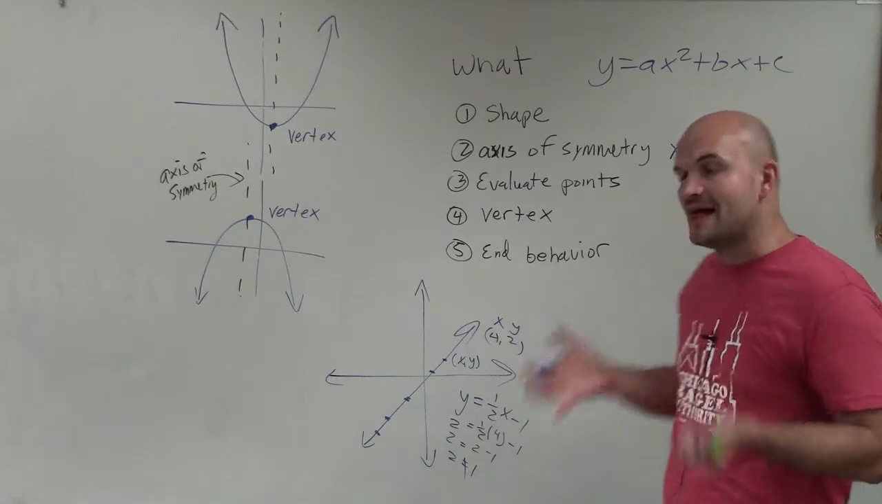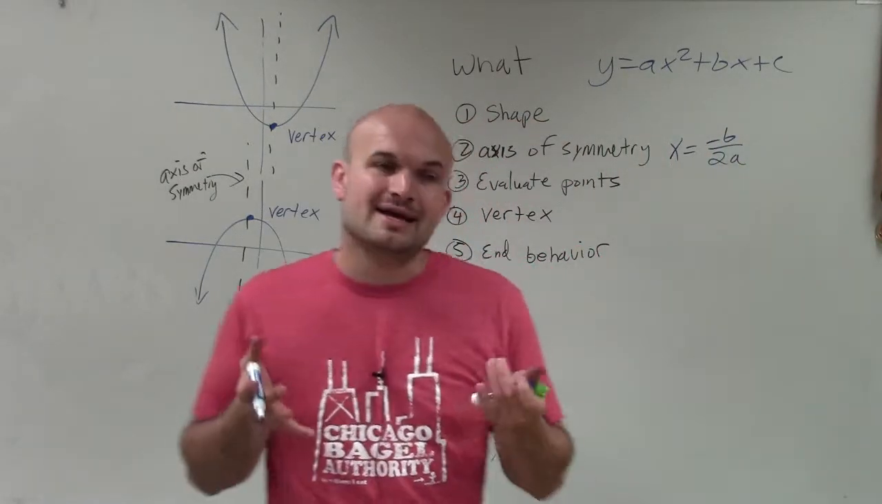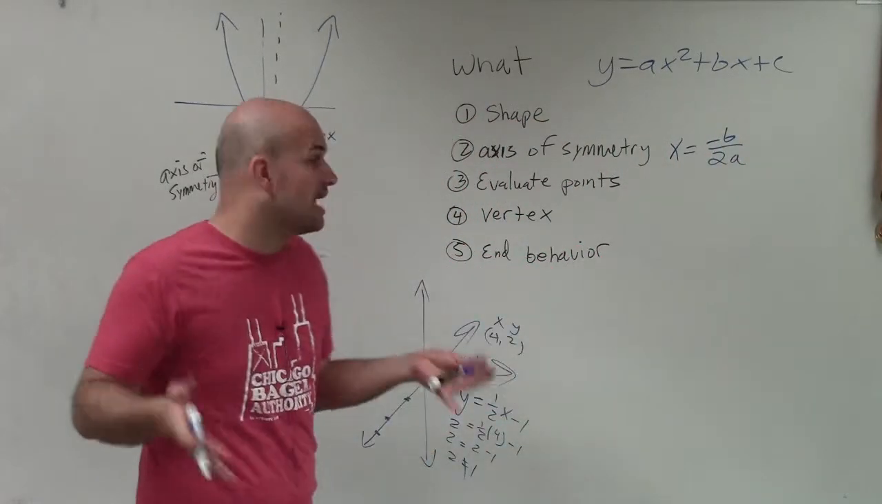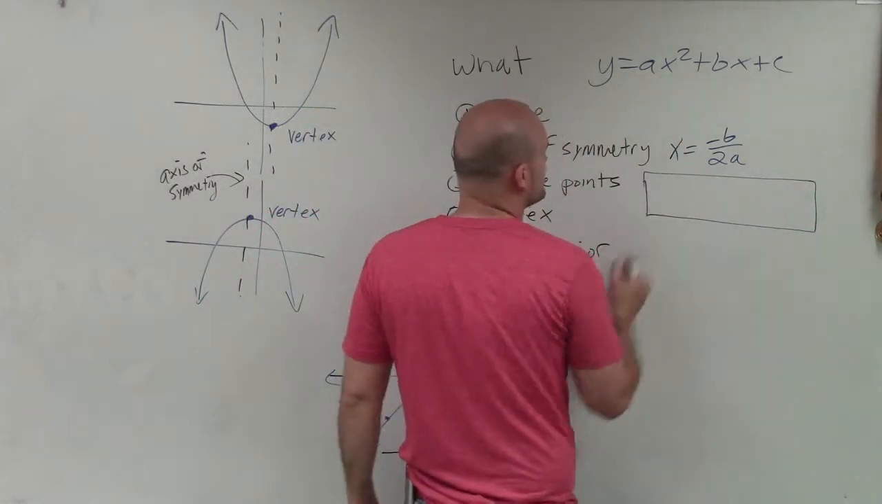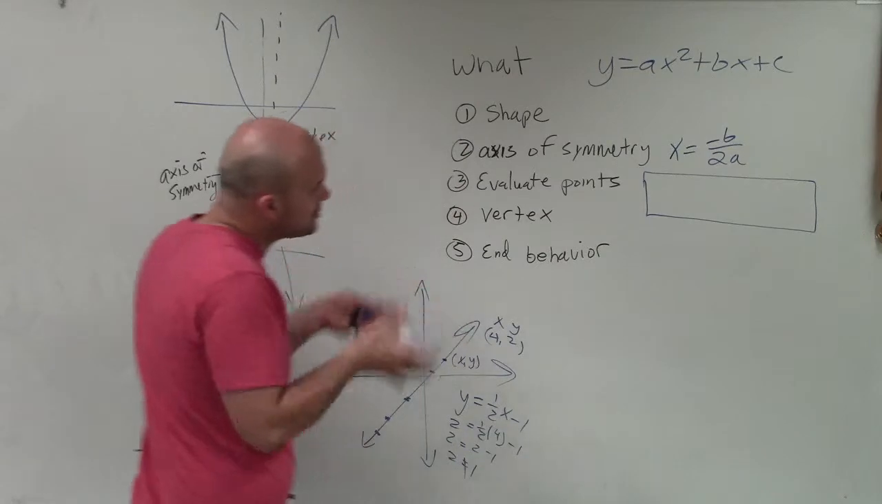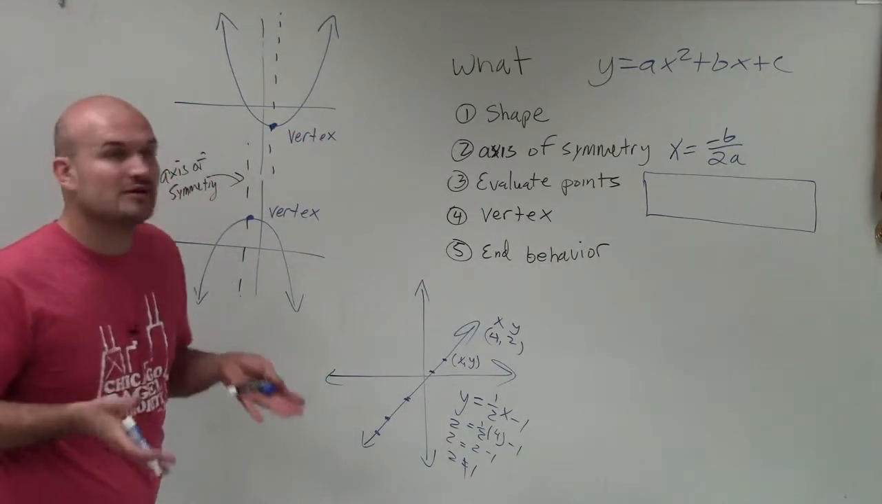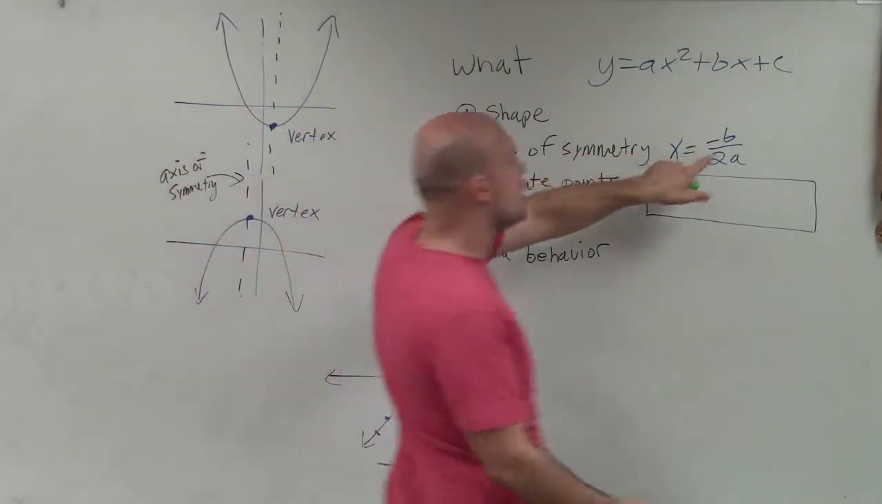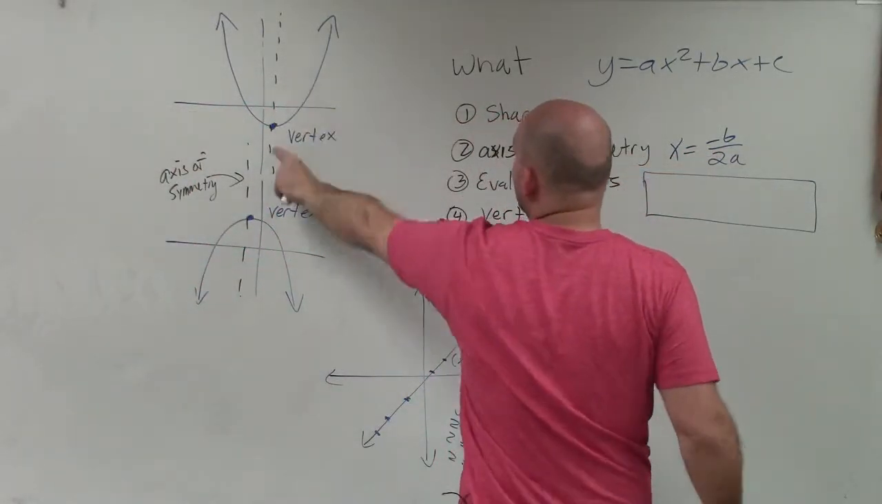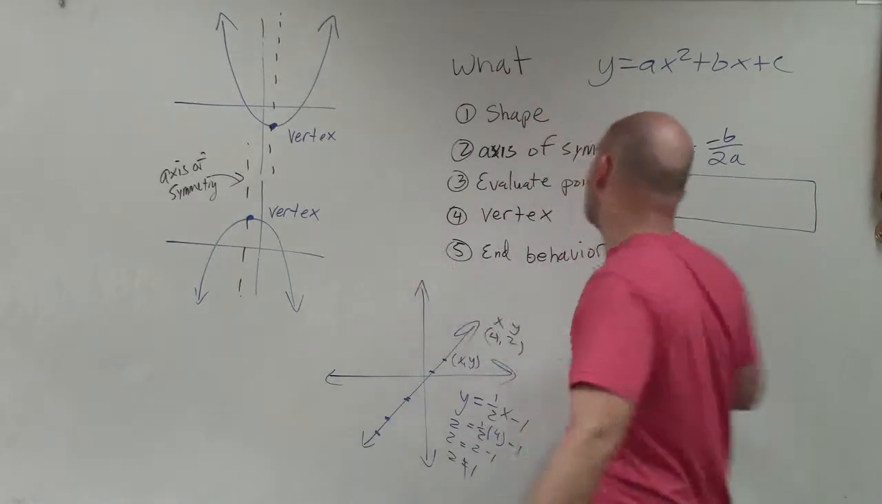We need to know how to evaluate the points. And this becomes very important, especially when we want to see what points are on the graph. When I say evaluate points, specifically what I'm talking about is creating a table. Usually we want to create that table once we've figured out the axis of symmetry. Once we figure out the axis of symmetry, we know one point, because the vertex always goes to the axis of symmetry.